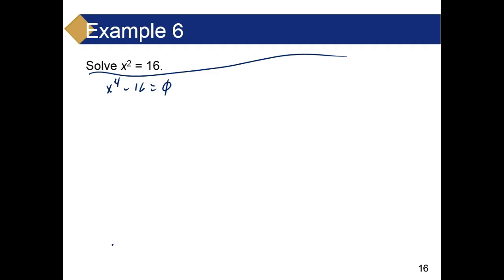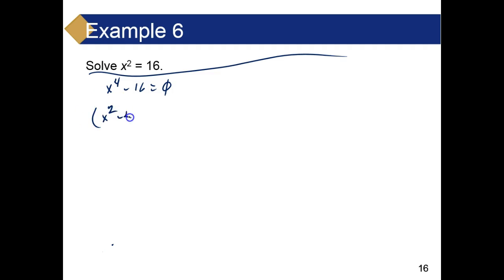Add 16 to both sides, and then take the square root. You can do it that way. What is this section all about? Factoring. Well, let's factor it. Okay, you could do it the other way. Well, let's factor it. Is that factorable?